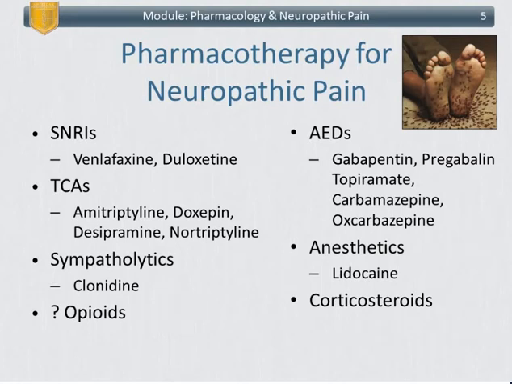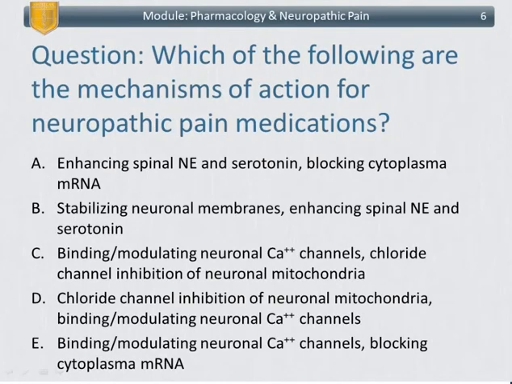And then there are roles for other drugs such as sympatholytics. There's a question, do opioids have a role in neuropathic pain? Anesthetics and steroids. So first question for you in this category. Which of the following are mechanisms of action for neuropathic pain meds? And for each letter, there are two components, both have to be true.